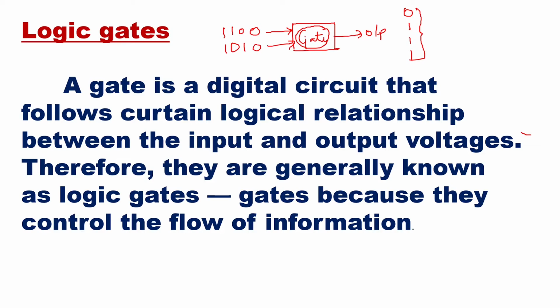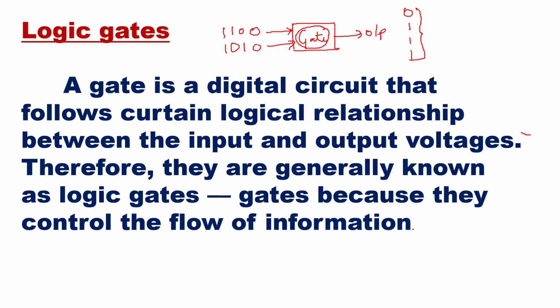And therefore there are a few basic logics which we have built, and there are a few logic gates which will perform this logic. And these gates are generally known as logic gates because they control the flow of information. So whatever input you are giving and whatever output you are getting, it is nothing but a flow of information. Now we will see what are the basic gates which we are going to study.